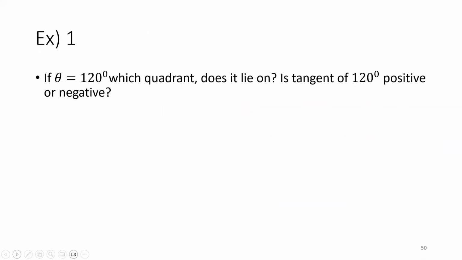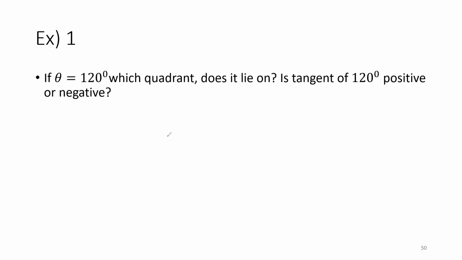Now let's actually start doing some example problems. So let's start with example 1. If theta, or your degree, is 120 degrees, which quadrant does it lie on? And is the tangent of 120 degrees positive or negative? Okay, so first I would get out my unit circle, or if you have it memorized, that's better.